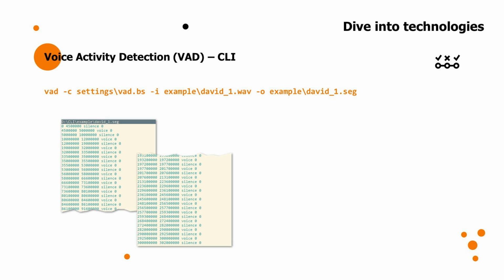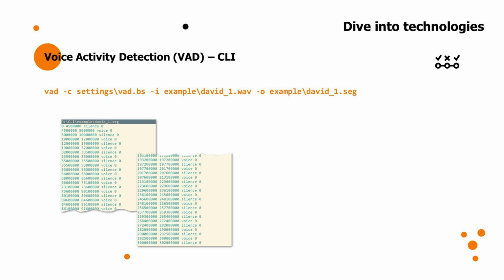This is how you run voice activity detection in command line. The executable name is VAD, and you need to provide the three mandatory parameters: -c option with path to configuration file, then -i with path to the input file to be processed, and -o with path to the output file to be created. Other available parameters are listed when running the executable with -h parameter or without parameters.